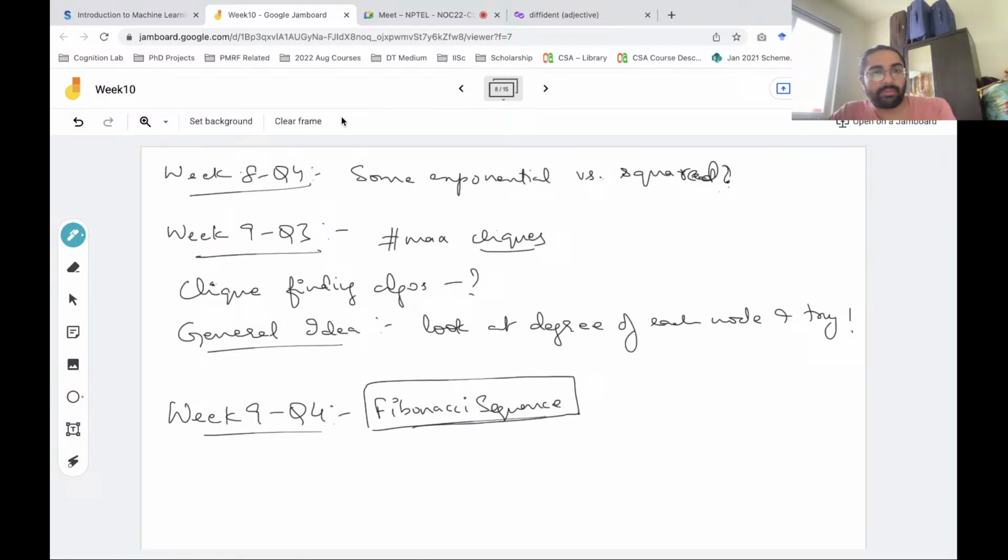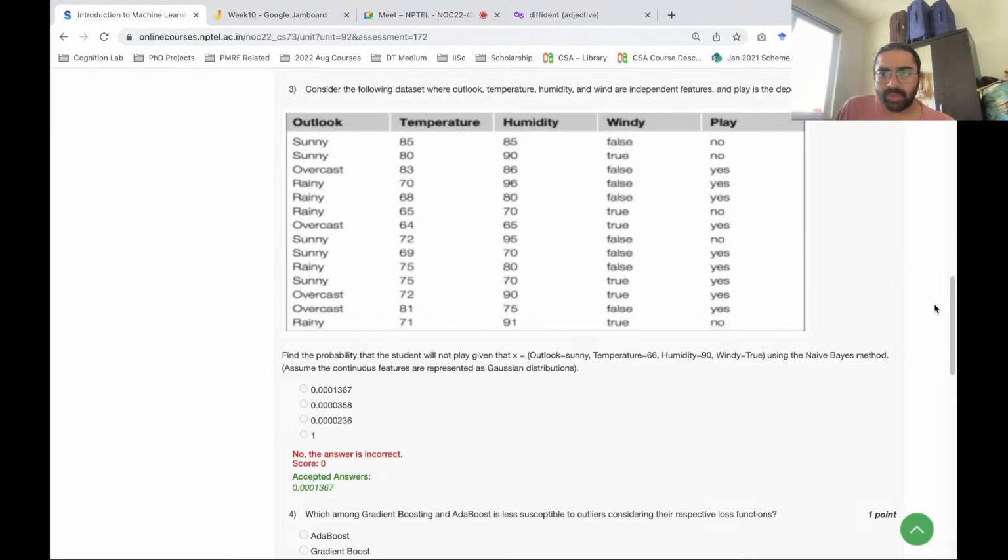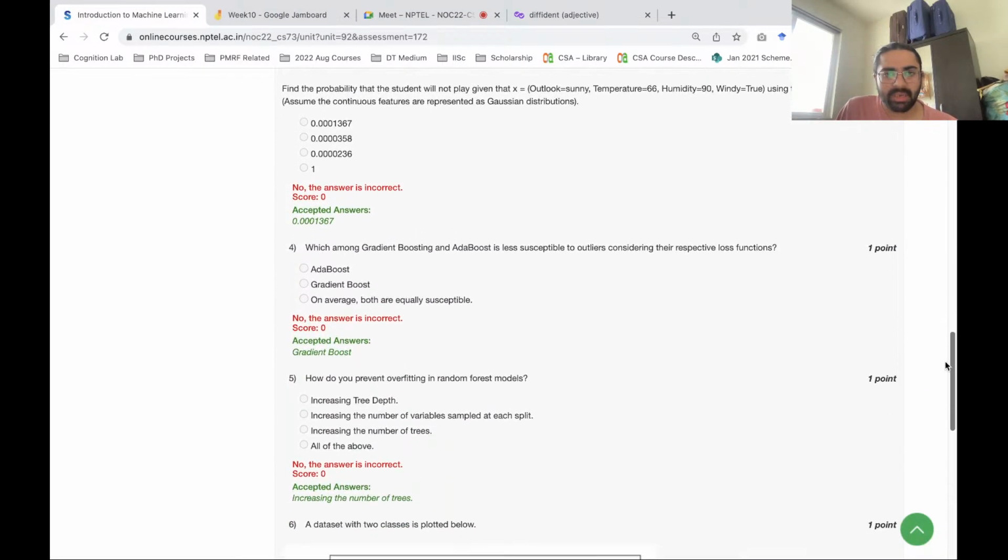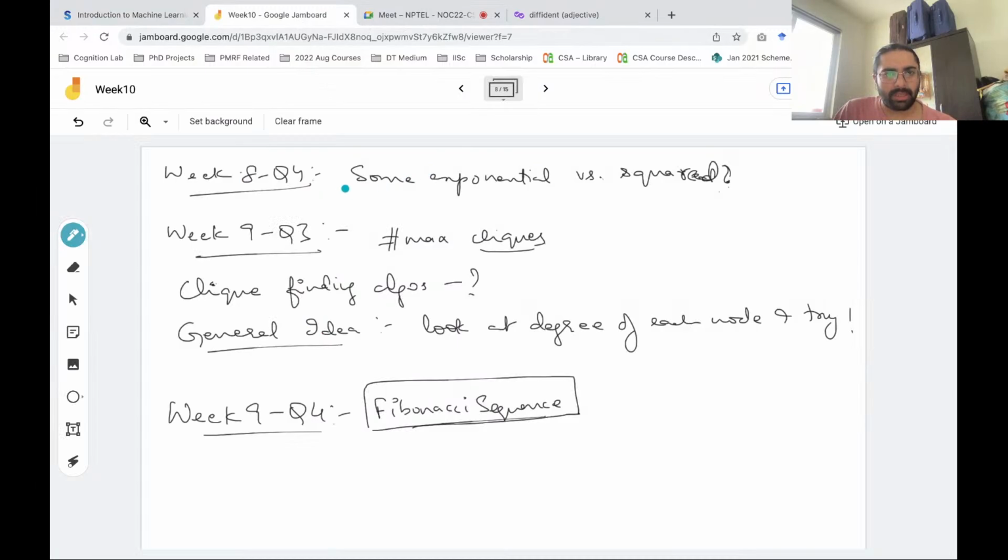Then week 8 question 4 is something to do with gradient boosting and AdaBoost. Again, I'm not very clear on these methods. I've never studied or even used them. The way I understand it is that it is some exponential weightage versus squared weightage for the values of your function output. So they're asking which is more sensitive to outliers.